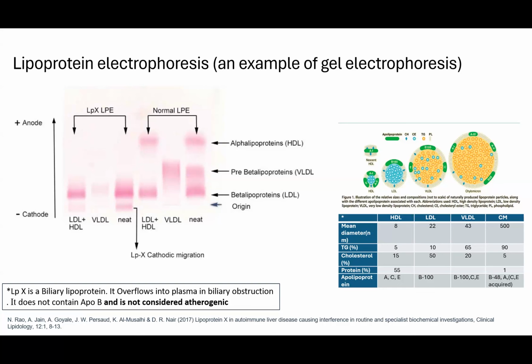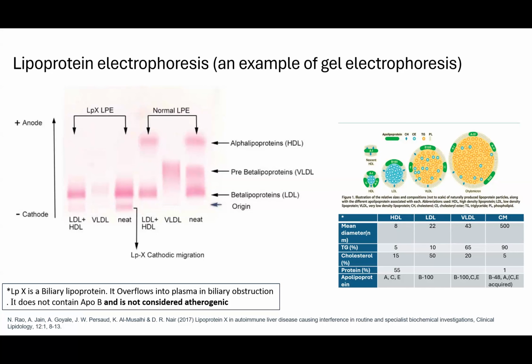So let's first talk about the normal lipoprotein electrophoresis, which you can see in this picture. So you apply the serum sample on the cathode end, right, the negative electrode. And then we said proteins are separated based on their charge and their size. And proteins are negatively charged in the basic environment. So basically they move towards the anode.